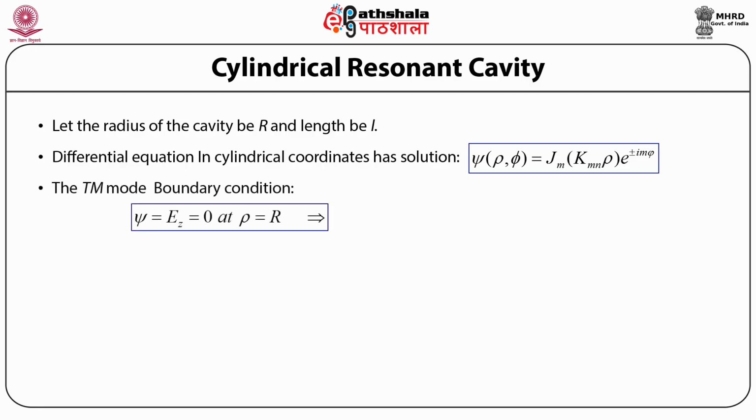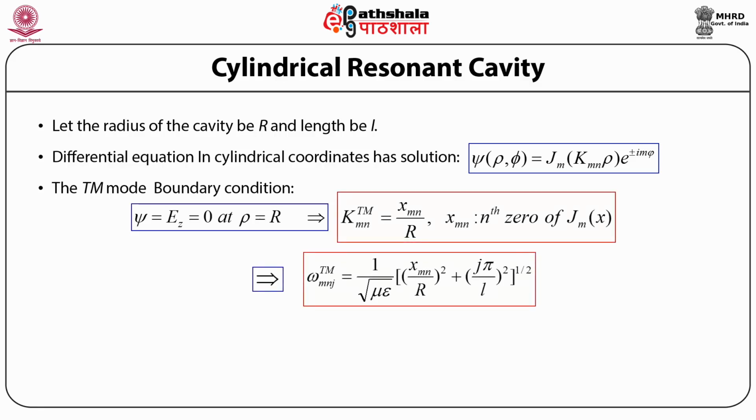The transverse magnetic mode can now be defined for the cylindrical resonant cavity as given by the boundary condition that the wave function psi, which is the z component of the electric field, is equal to 0 at rho equal to R, that is when rho is equal to the radius of the cavity, at the boundary, and from this the value of K_mn for the transverse magnetic mode, that is TM mode, is equal to x_mn/R, where x_mn are the nth zero of the Bessel function J_m as a function of x.